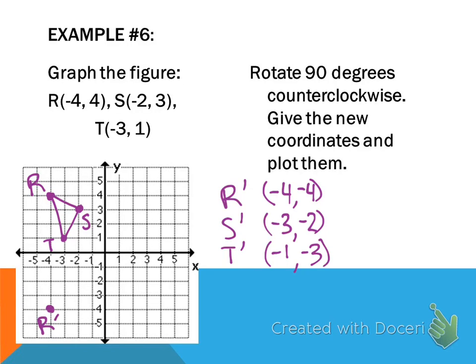What about -3, -2? Left 3. And then down 2. So that is my S prime. And what about -1, -3? Left 1, down 3. That is my T prime.